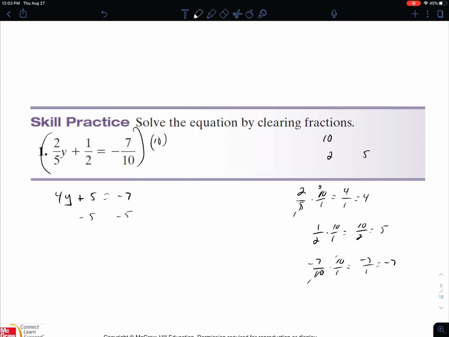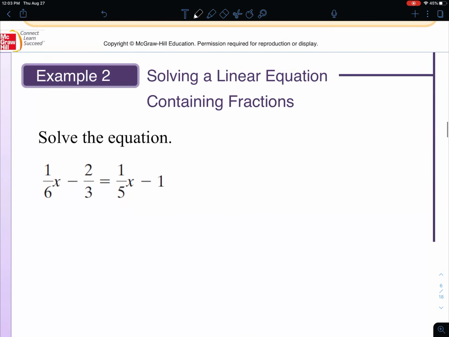So I'm going to subtract 5 from both sides, so 4y is equal to negative 12. I'm going to divide both sides by 4, and I get y is equal to negative 3. So that's how you do those there.